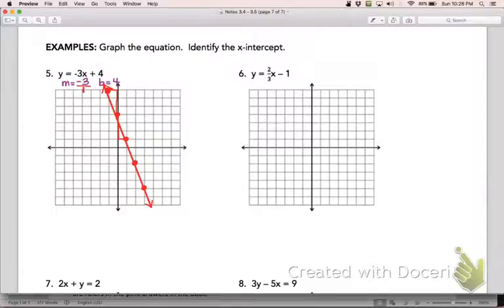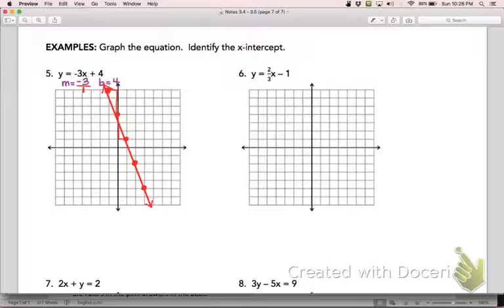Draw your line edge to edge on your graph, and then use arrows on the ends to show that it goes on forever. Okay? Go ahead and pause the video and try number 6 on your own so you can see if you are on the right track.